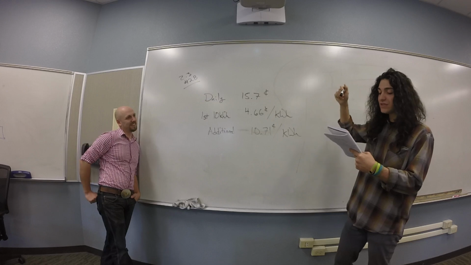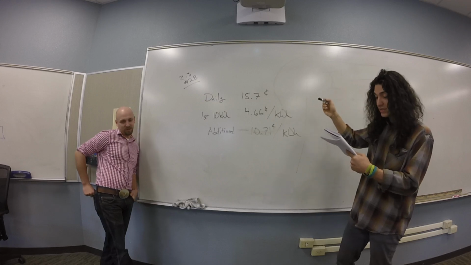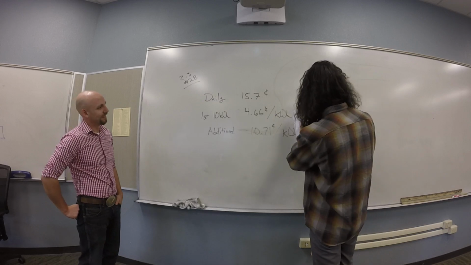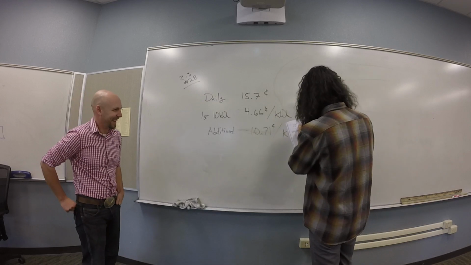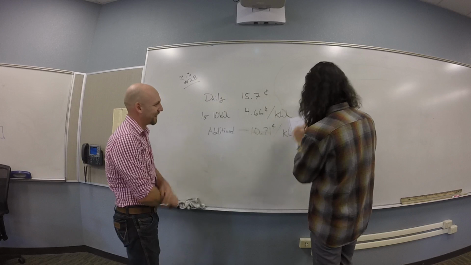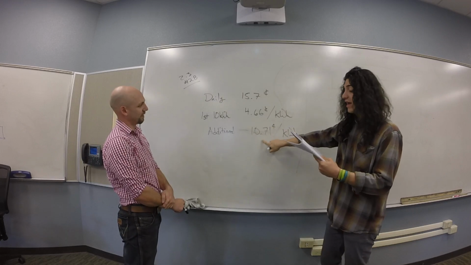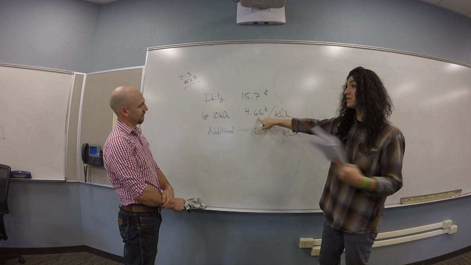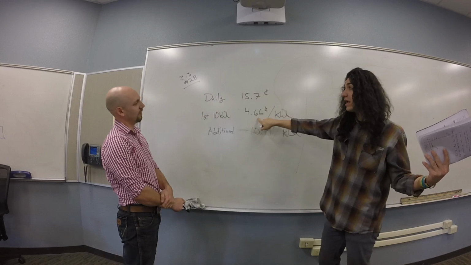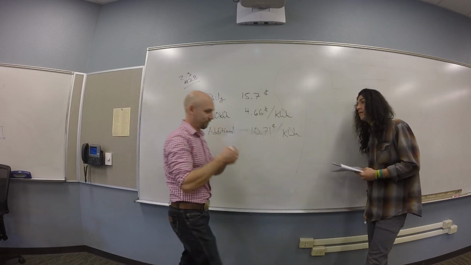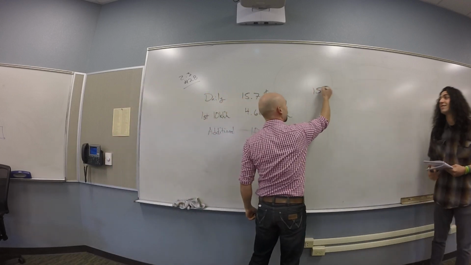Okay, so what I'm doing. How'd you do it? I multiplied the extra 5 by that. Yep, good. Got that number, added 4.66 for the base 10, and then added that. Okay, and you had 15 kilowatt hours, right?